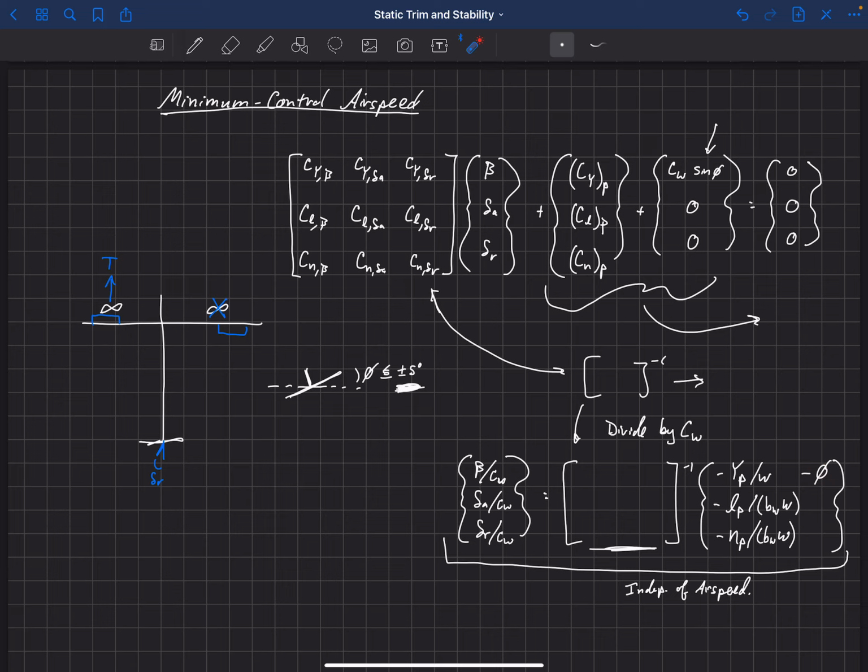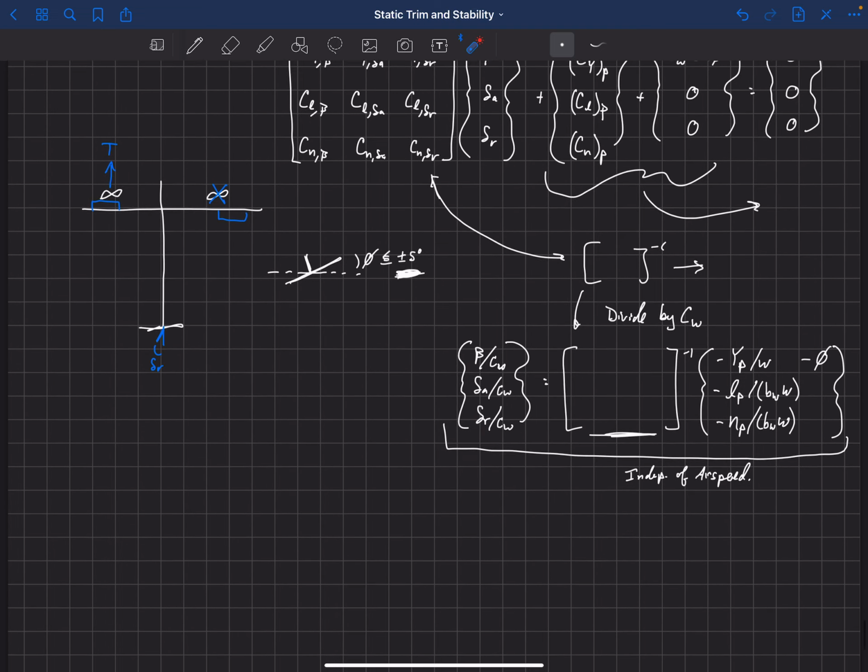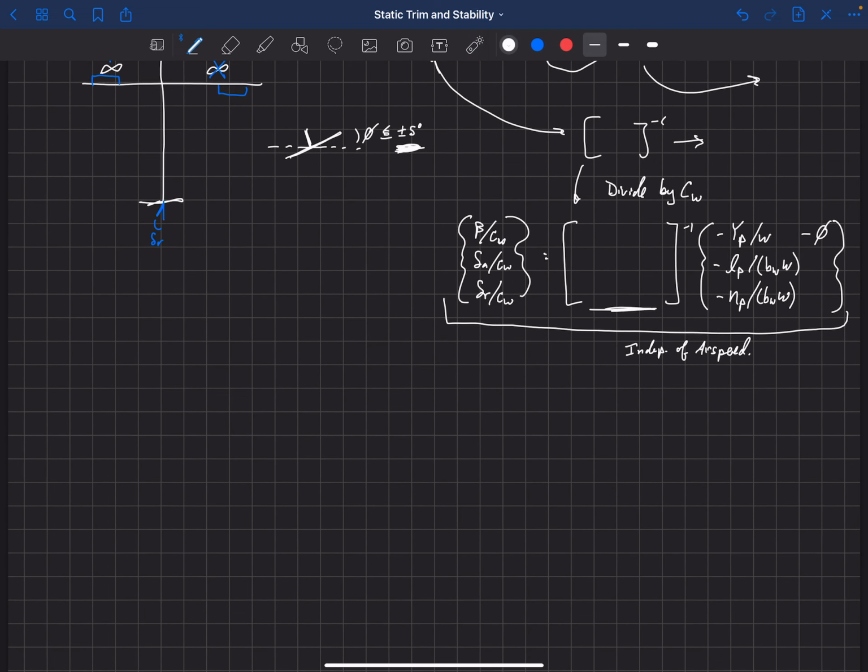This is our bank angle, and of course we're going to limit that to plus or minus 5 degrees. So we'll probably just plug in a 5-degree limit when we compute this. So everything on the right-hand side we can compute now from known quantities on the aircraft, and what we come up with is our values for this vector over here. So this beta over CW, delta A over CW.